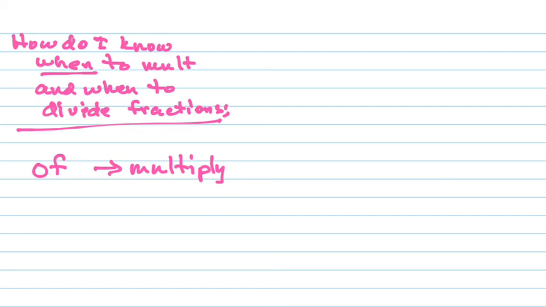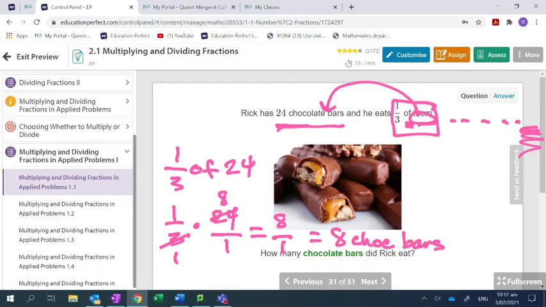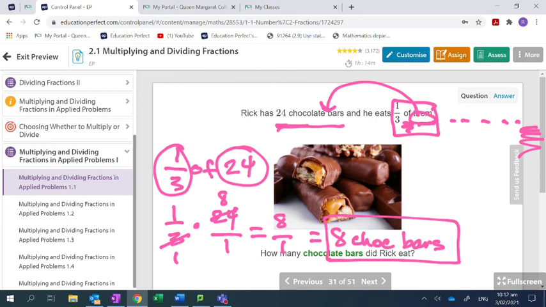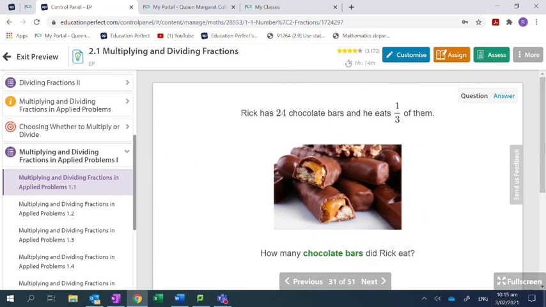Okay? So let me pause this for a moment. All right. So we knew the word of meant what operation? Multiply. So we took our fraction times the number of chocolate bars. We simplified, multiplied straight across, and make sure that you put your units. And in this case, our units were chocolate bars, or bars of chocolate. Okay? Look pretty good? Really doesn't get much harder than that.